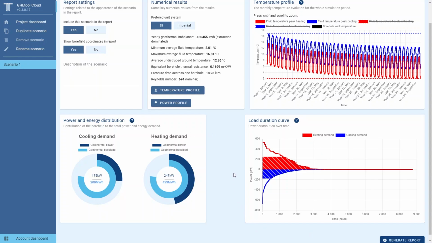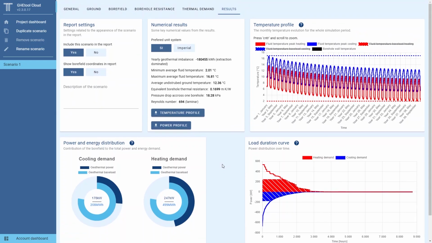We also have here our load duration curve, where we can see that we have indeed a large area that is hedged, so that is the energy that we get from our geothermal bore field. So this is already an interesting starting point. With our 90 boreholes of 150 meters, we can get almost or a little bit over 75% of geothermal share in both heating and cooling. But let's see if we can optimize it somewhat further.